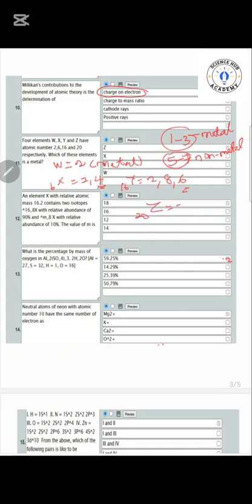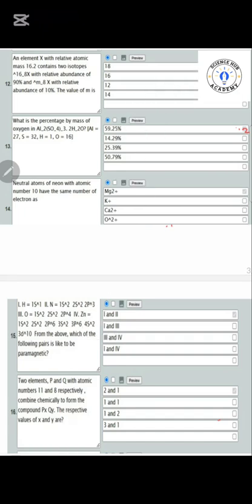So the electronic configuration is 2, 8, 8, 2. Since the valence electron is 2, it falls within the metal category. So the option is Z. Now here is question 12. Question 12, we are to calculate the value of M given the relative atomic mass to be 16.2.